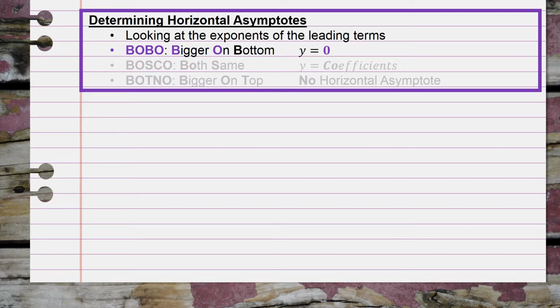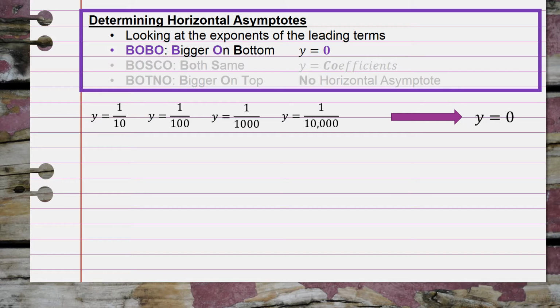Looking at Bobo, when your degree is bigger on the bottom, let's look at some numbers. If I were to look at the fraction y equals 1 over 10, and say I made it 1 over 100, and maybe 1 over 1,000, and then 1 over 10,000. If I continue that pattern, these fractions are continually getting closer and closer to what value? Well, they're getting microscopically close to a value of 0.